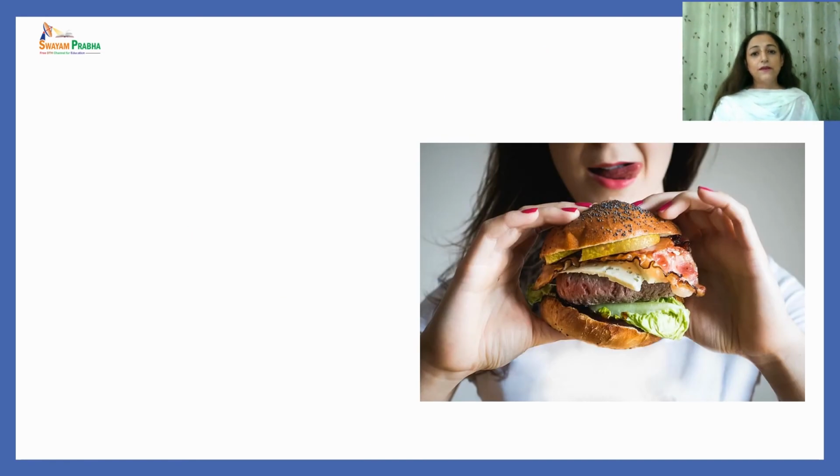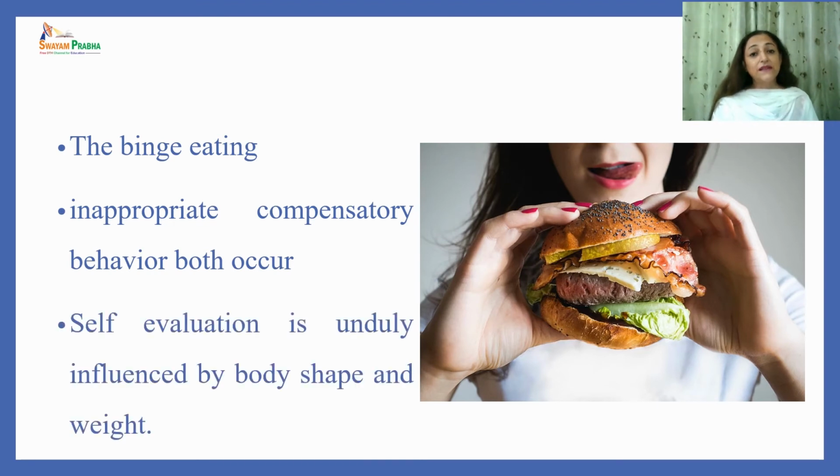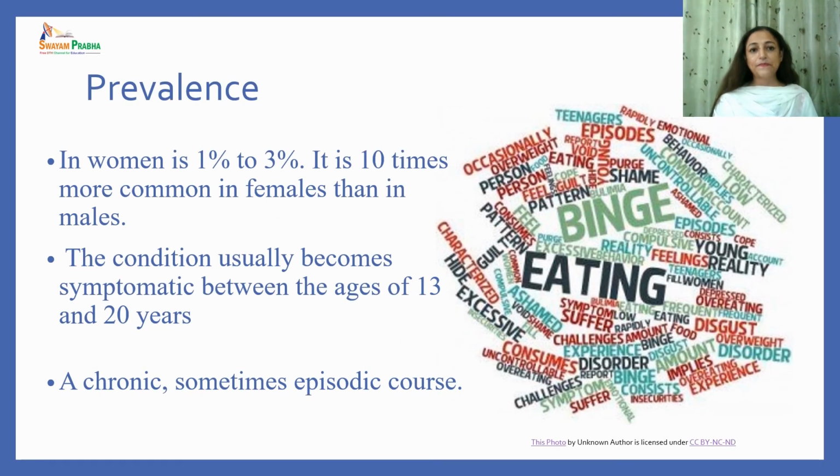And this binge eating and inappropriate compensatory behavior both occur on average at least twice a week for 3 months. And here self-evaluation is unduly influenced by body shape and weight. They are very conscious about their body shape and weight.